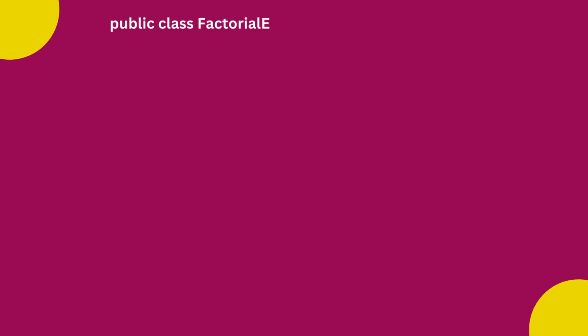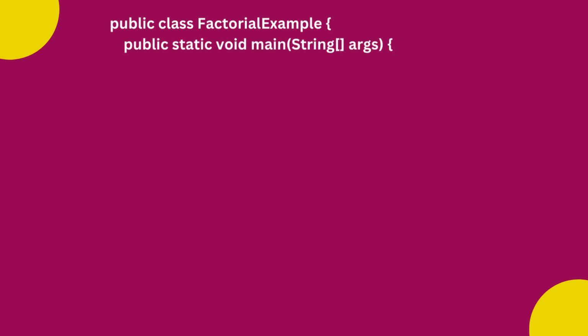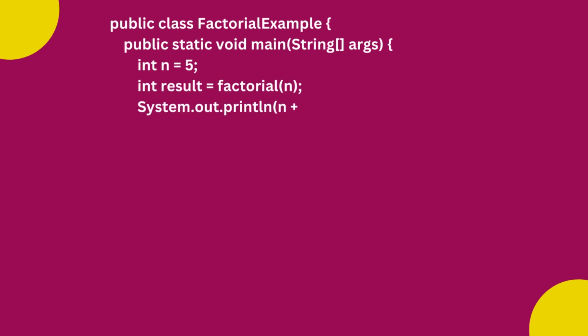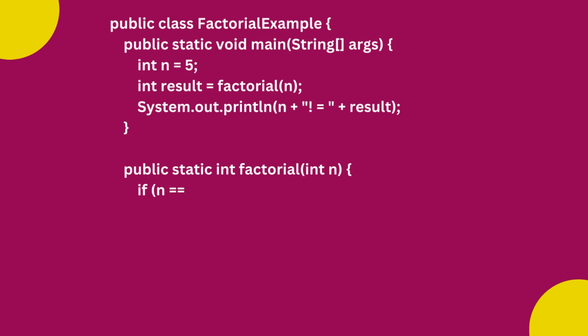public class FactorialExample, public static void main(String[] args), int n = 5, int result = factorial(n), System.out.println(n + "! = " + result). public static int factorial(int n), if n == 0, return 1, else return n * factorial(n - 1).